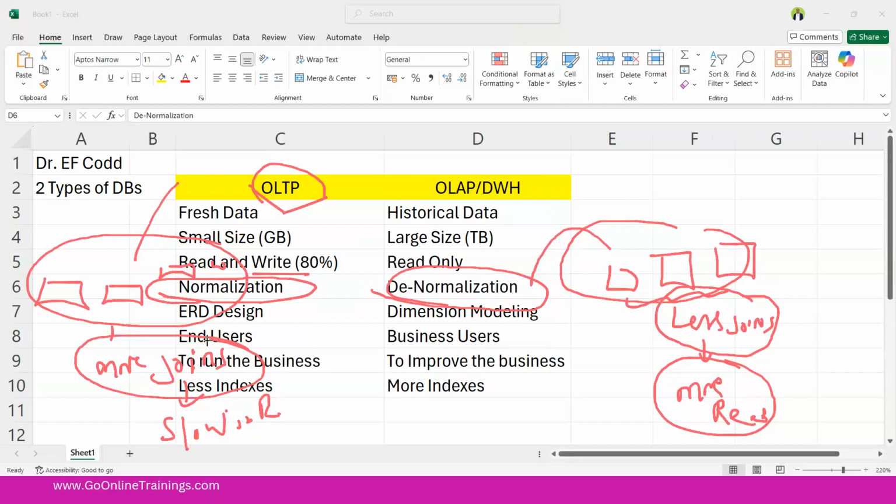That is the reason OLAP applications are designed in such a way that reading capability has to be more in the data warehousing. So people will ask you how to design your data warehousing. Can you tell me from start to end?